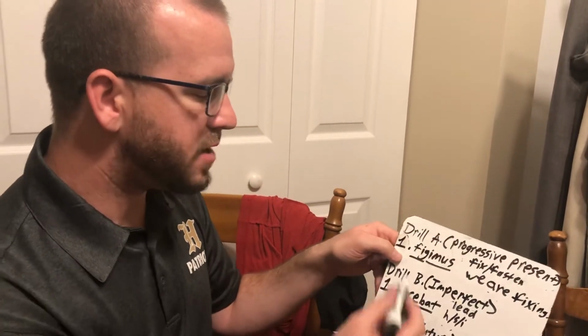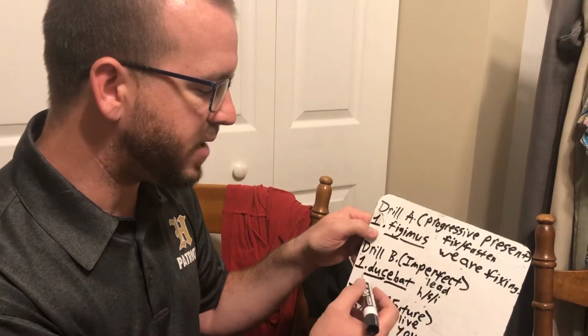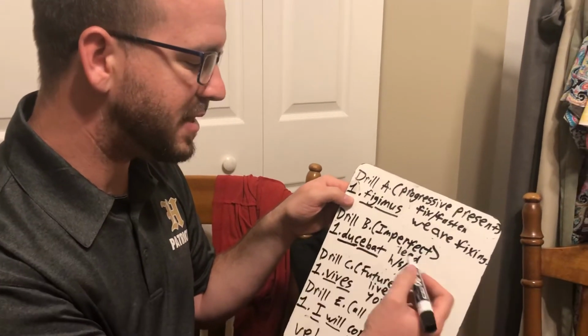All right, let's go down to drill B. This is imperfect. Again, it gives us the tense, so that's really helpful. So let's look at our stem and our ending. So our stem, we got duc, and then we got ebat as our ending, right? Well, this tells us that the verb is lead, right?